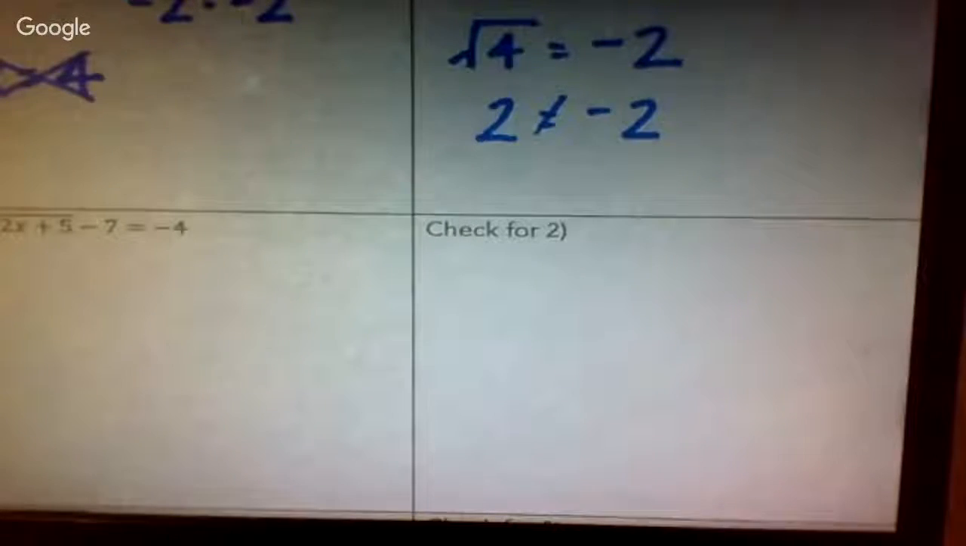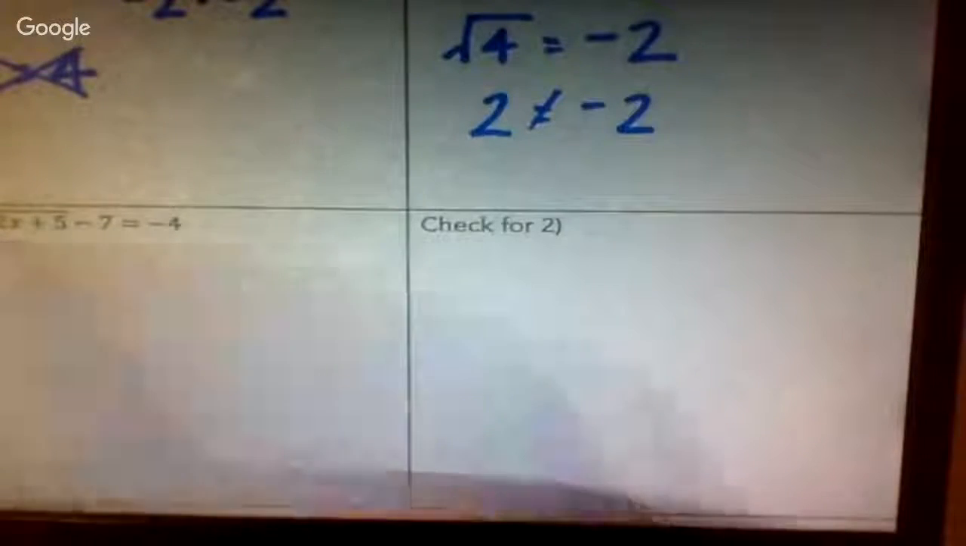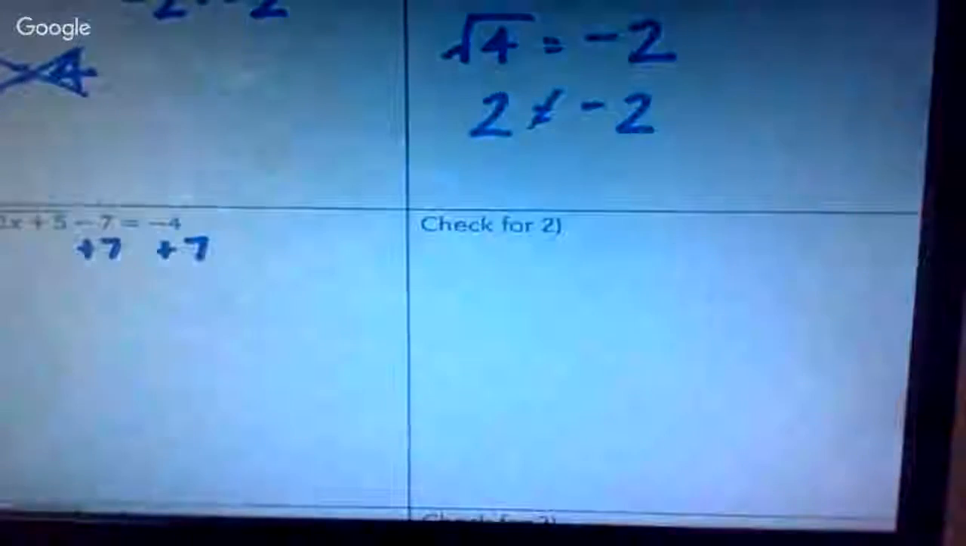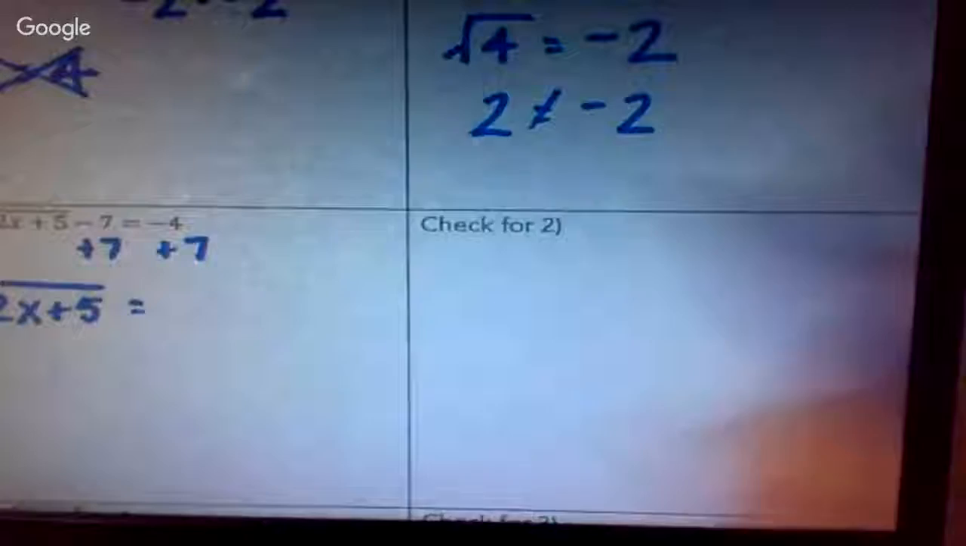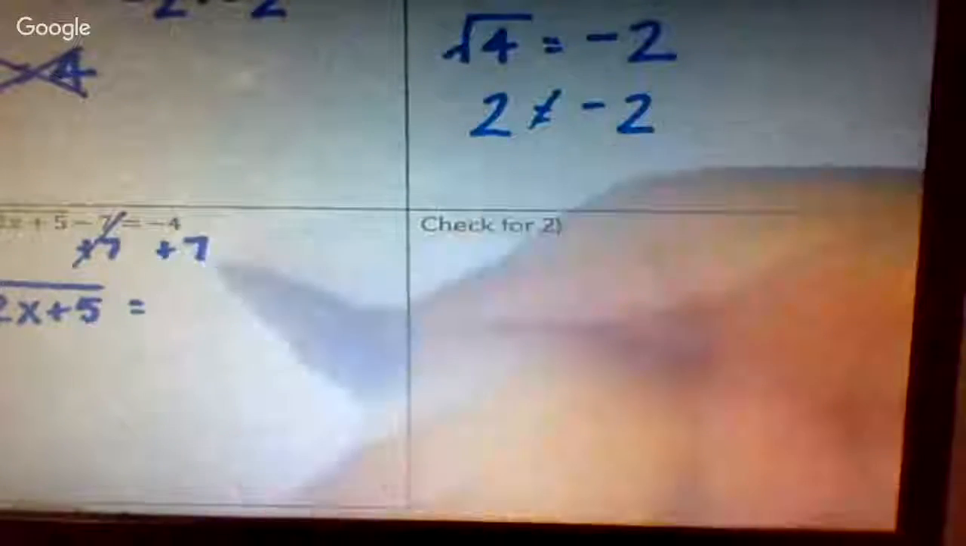Okay? Take a look at number 2. Is the radical all by itself? No. What is on the outside of it that we need to get rid of? -7. This 7 is not underneath the square root, so we must get rid of it first by adding to both sides. So you end up with the square root of 2x plus 5 equals, because these cancel, what's -4 plus 7? 3.